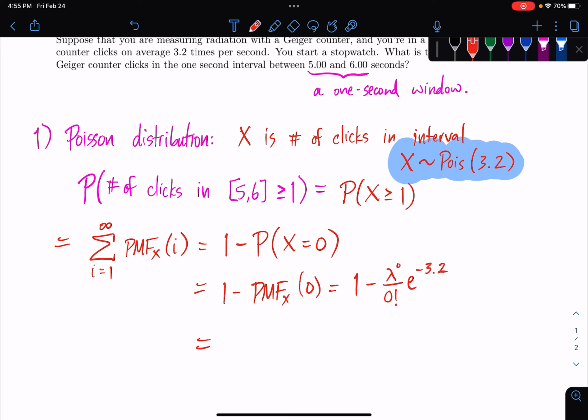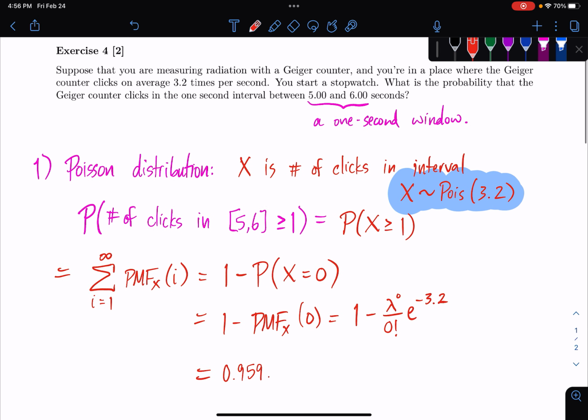And this thing is going to be quite close to 1. Let me see if I can get my phone to do this one. 1 minus e to the power of 3.2, so 3 minus 3.2, and we want to do e to that power. And so I get about 0.959. The probability of a click in that 1 second window is about 0.959. It's quite likely that there will be a click in that window.